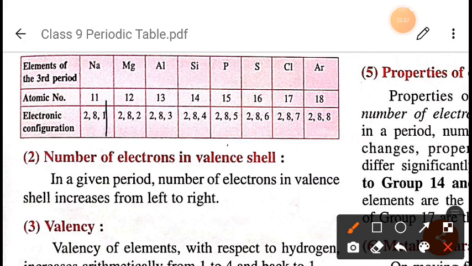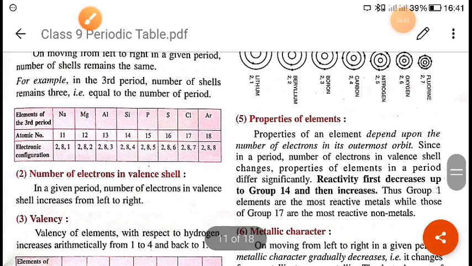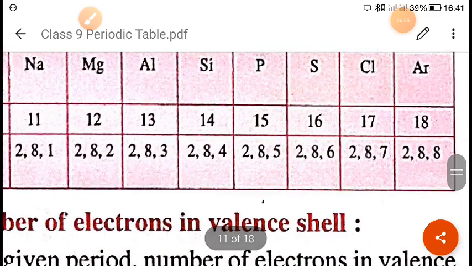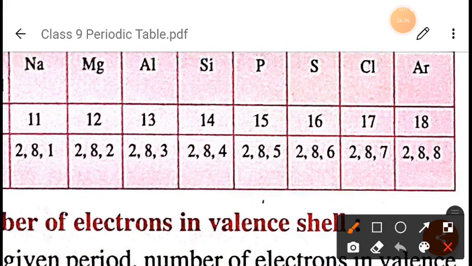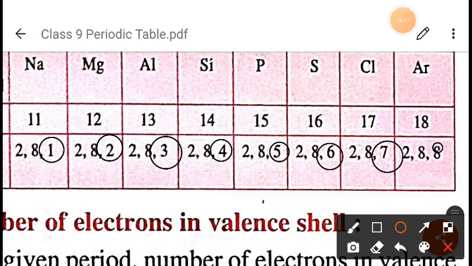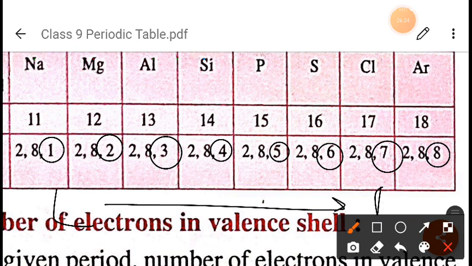As you can see, this is the valence shell of this, this is the valence shell of this, and so on for each element, right? So as we move from left to right in a period, the number of valence electrons is increasing. This side is the left side, this is the right side, right? As you can see, from 1 it has become 2, 3, 4, 5, 6, 7, and 8, right?